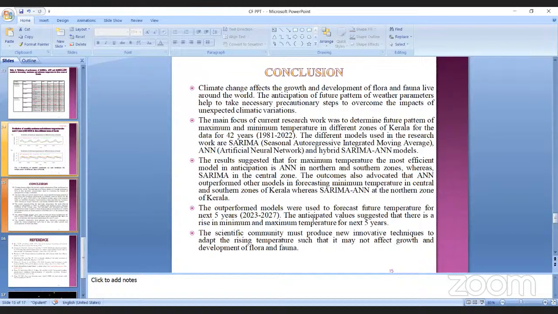So the scientific community, as we all belong to the different scientific community, must produce new innovative techniques to adapt to the rise in temperatures so that it may not affect the growth and development of flora and fauna, especially plants. We know that we humans can adjust to the temperature. If the temperature is high from 11 to 3, we don't want to go to the field, we can decide like that. But the plants are there in the field and cannot move anywhere. They can only grow. They have to face this situation. So we have to develop novel techniques so that the rising temperature cannot affect the yield of our crops and also the quality of the crops, the quality of the yield, the quality of the production.